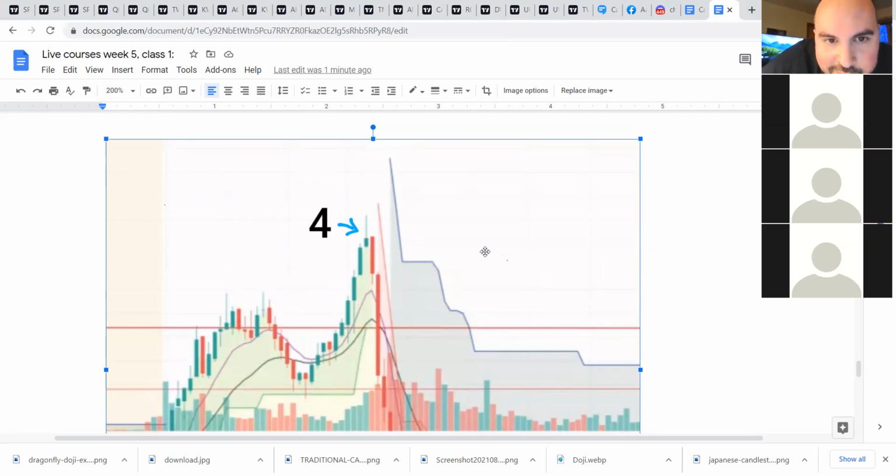So don't get too caught up on the names. Obviously, you need to be able to identify it for yourself, and obviously if you're teaching other people. But don't get too caught up on the names. Get caught up on the patterns. You know, we're in a clear uptrend, right? Okay, and so it's an inverted hammer here.